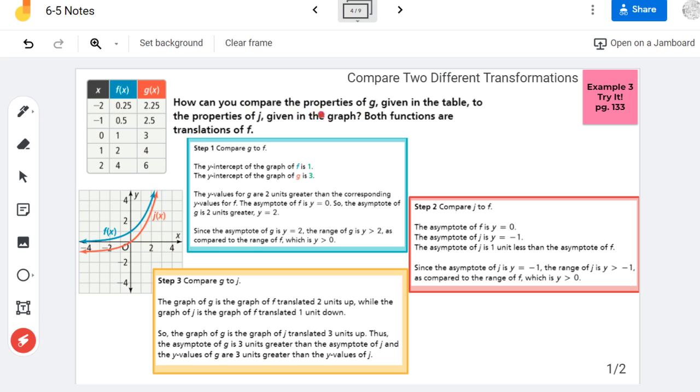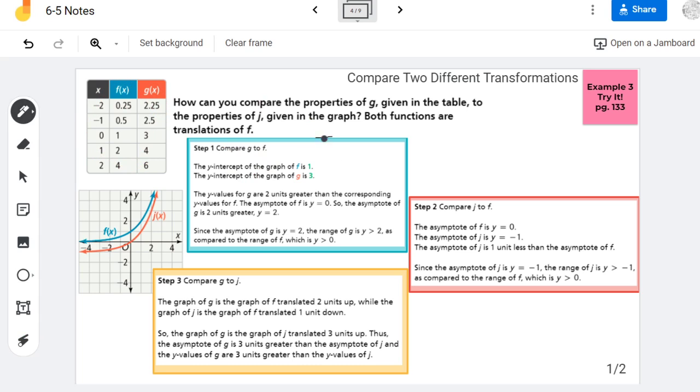So it says, how can you compare the properties of G given in the table? So we're trying to compare G to the properties of J, which is given on the graph. All right, so G is on the table, J is on the graph, and F is on both of them. So they're both translations of F of some sort. So first they want us to start with the table. They want us to compare G to F.